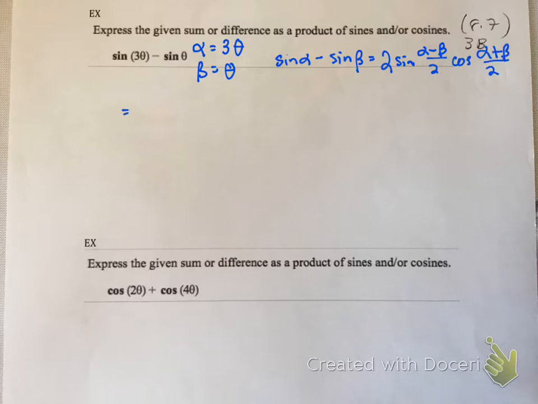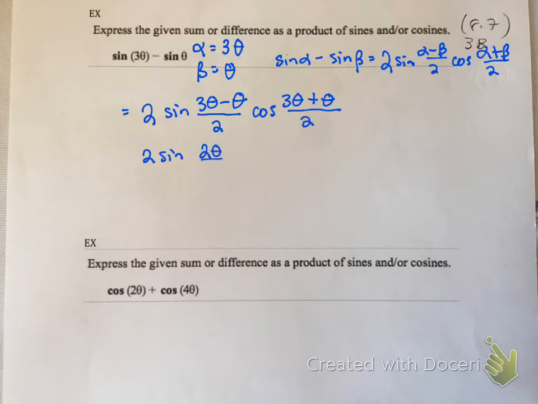So let's plug that in. Once again, we get 2 sine, alpha, remember, is 3 theta, minus beta, which is theta, over 2, times cosine alpha, which is 3 theta, plus beta, which is theta, over 2. So we get 2 sine of 2 theta over 2 times cosine of 4 theta over 2. Simplifying this out, I get 2 sine theta cosine 2 theta. And now I'm done. So that's my answer. And I'm going to go ahead on to the next one.